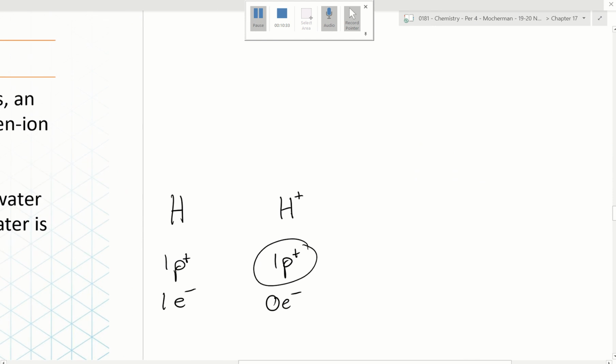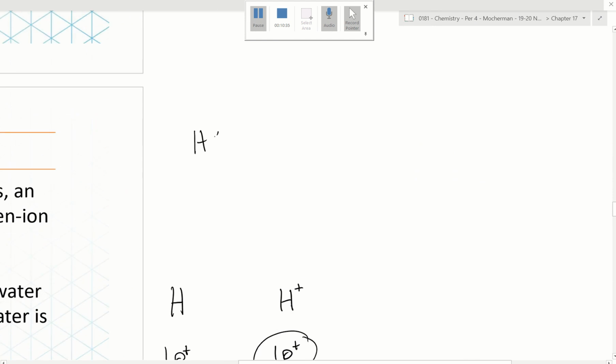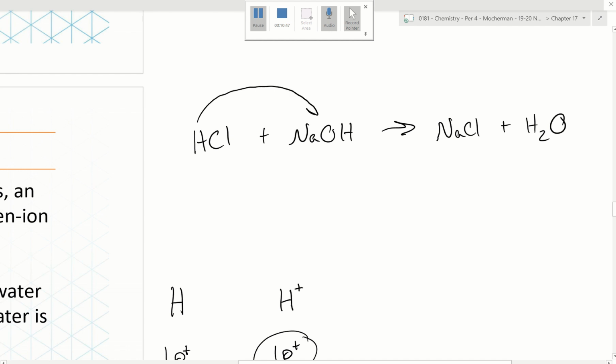Now we can look at this using a reaction we've already looked at, HCl plus NaOH, and that's going to yield NaCl plus H2O. If we look at this, the proton from the HCl gets donated to the OH minus, and together they make water. So this HCl donated a proton. It gave it up. That makes it an acid.